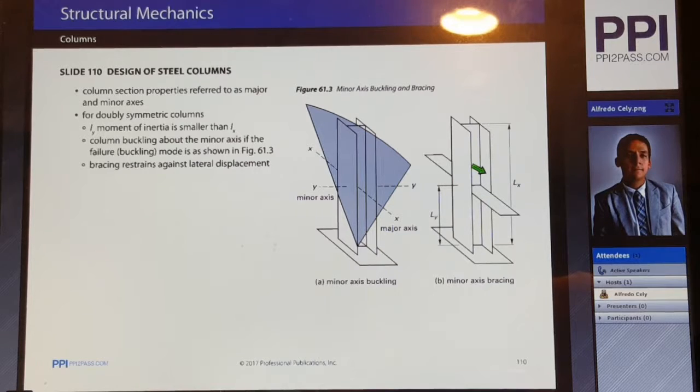And in figure 61.3, we can see the minor axis buckling and bracing. Under portion A, we can see minor axis buckling, and under portion B, we can see minor axis bracing to prevent the buckling along the minor axis.